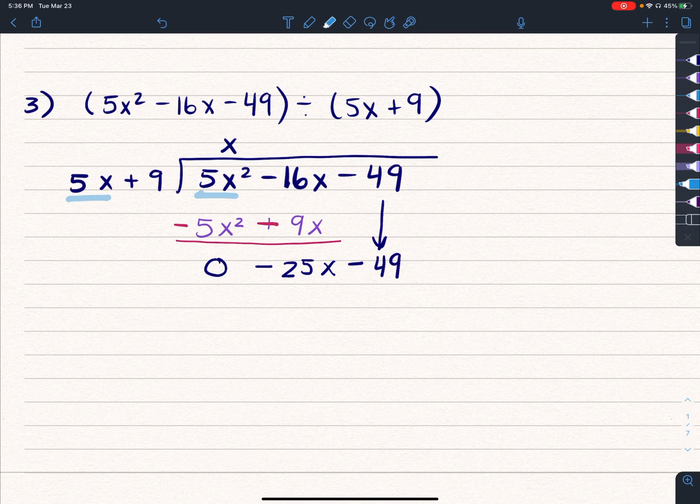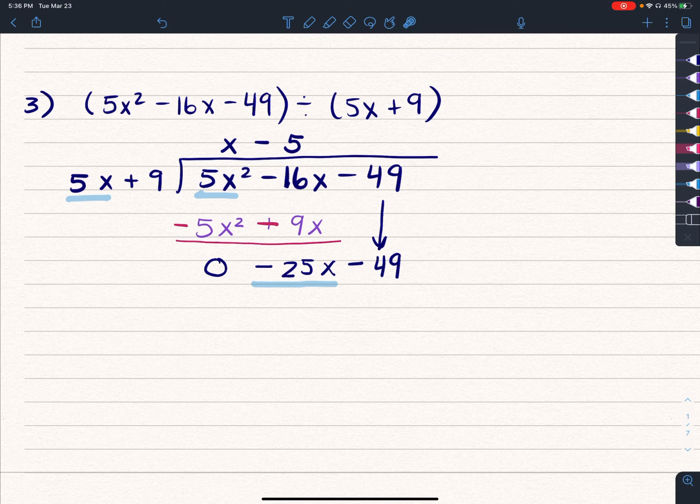Now we have the same thing. We look at our first term and our other first term. What do we need to multiply 5x by in order to get negative 25x? So pay attention to that negative here. That would need to be a negative 5.